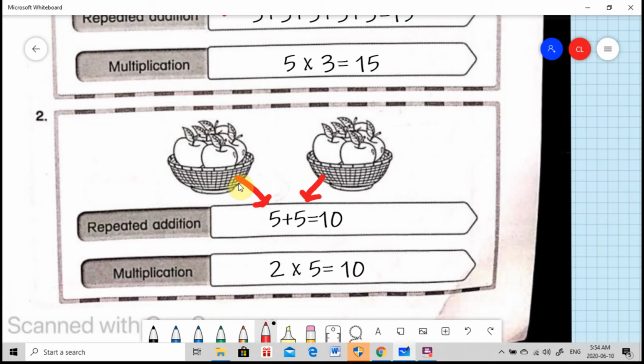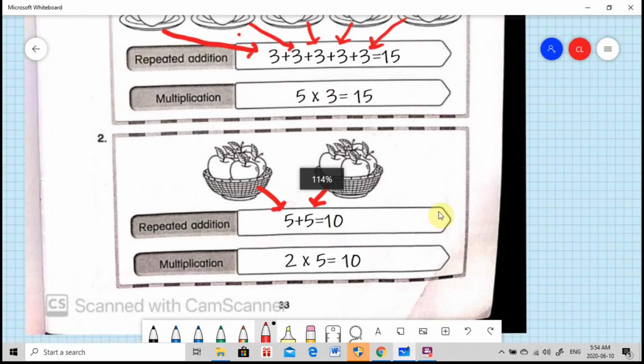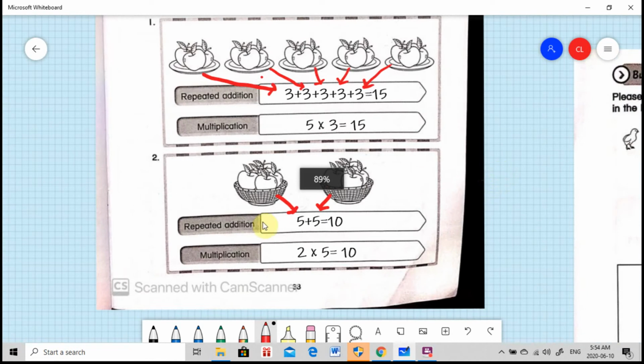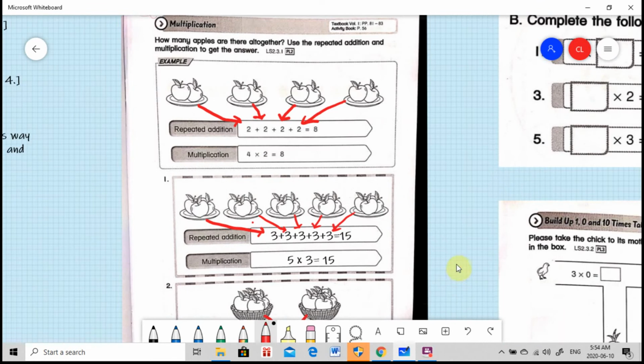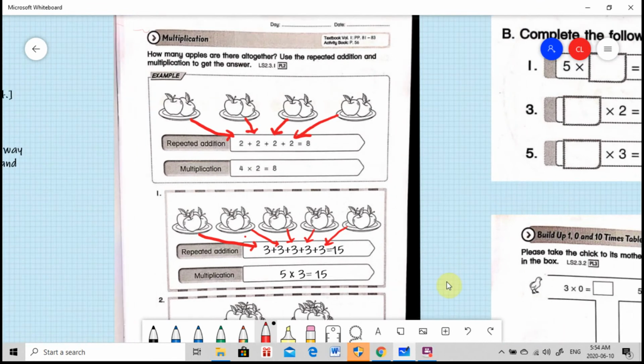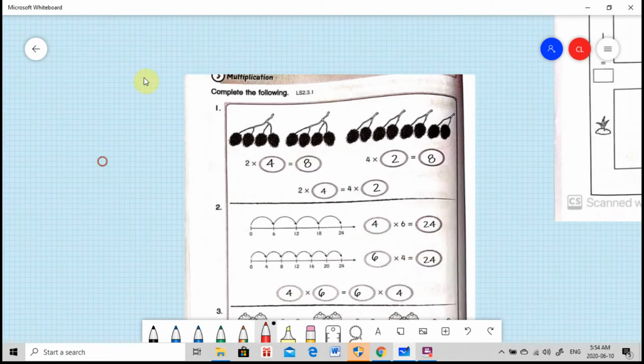Two groups. We have one group here, another group here. So we have two groups of 5. 2 times 5 equals 10. So this is how you get your answer faster by using multiplication. Okay, so now let's try this one.